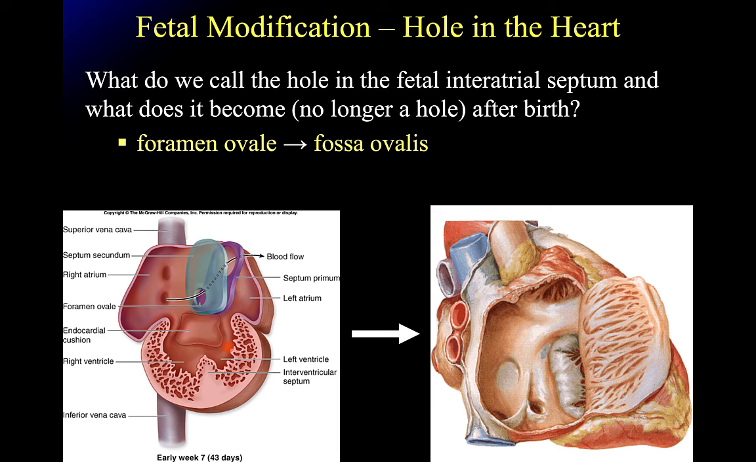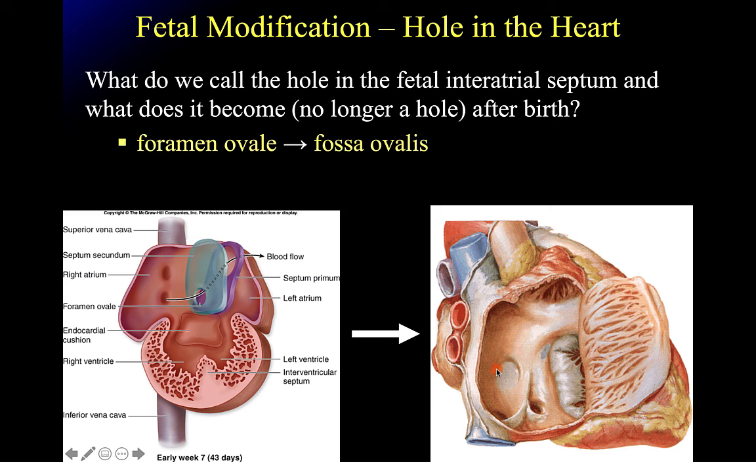Once birth occurs and that pressure is reduced on the right-hand side and relatively increased on the left-hand side, the pressure is going to push this section right here up against this, and that's going to cause those two to stick together, sealing off that interatrial septum.